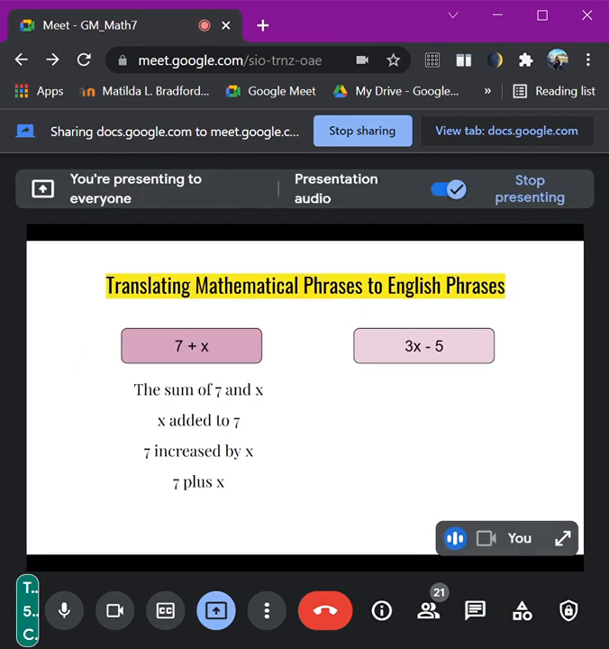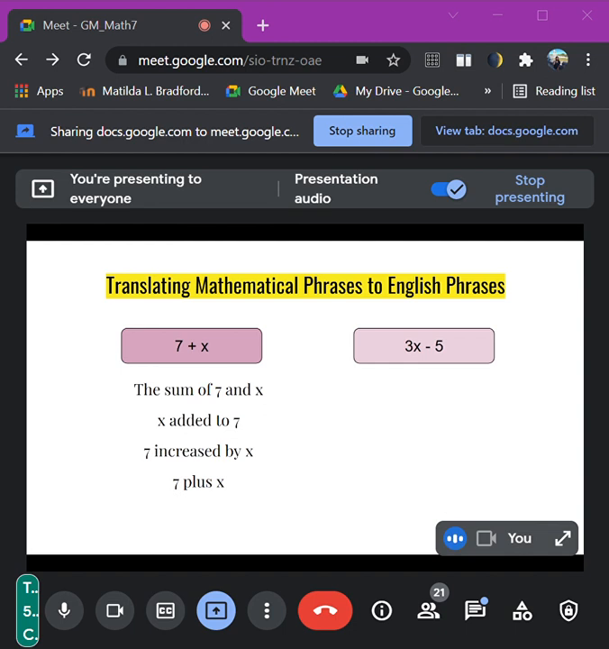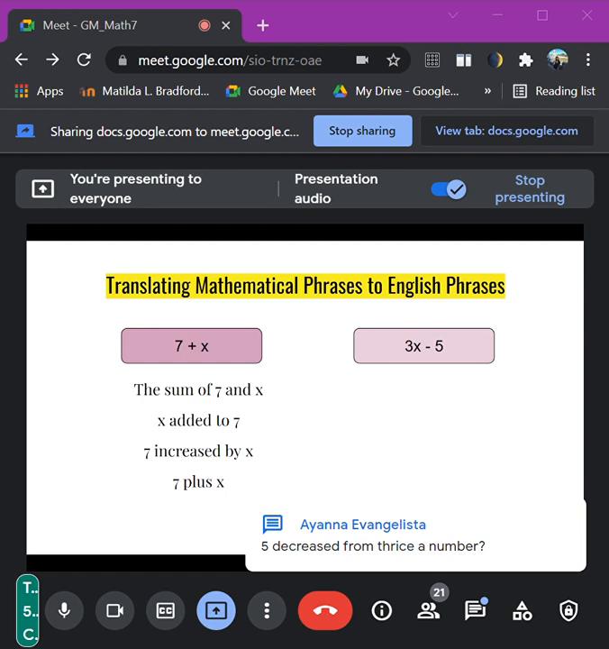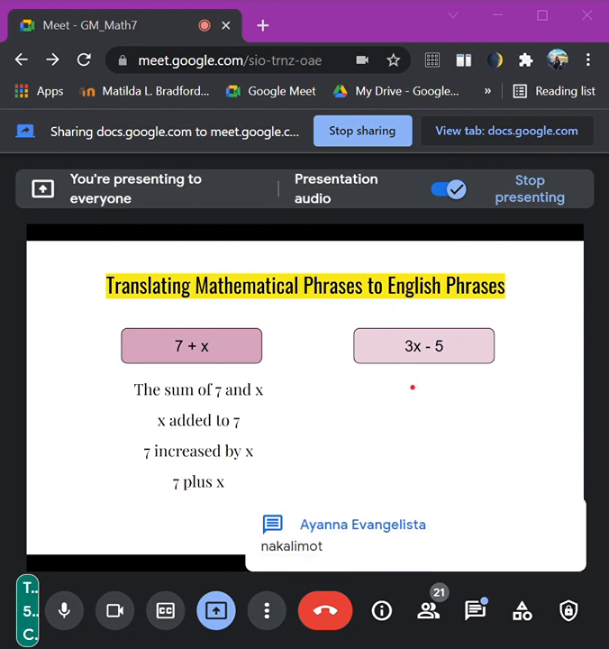Remember the meanings from before, class. Whenever it is subtraction, you can use those words: diminish, decrease, difference. So how would you use them? 5 diminished from thrice a number. 5 decreased.